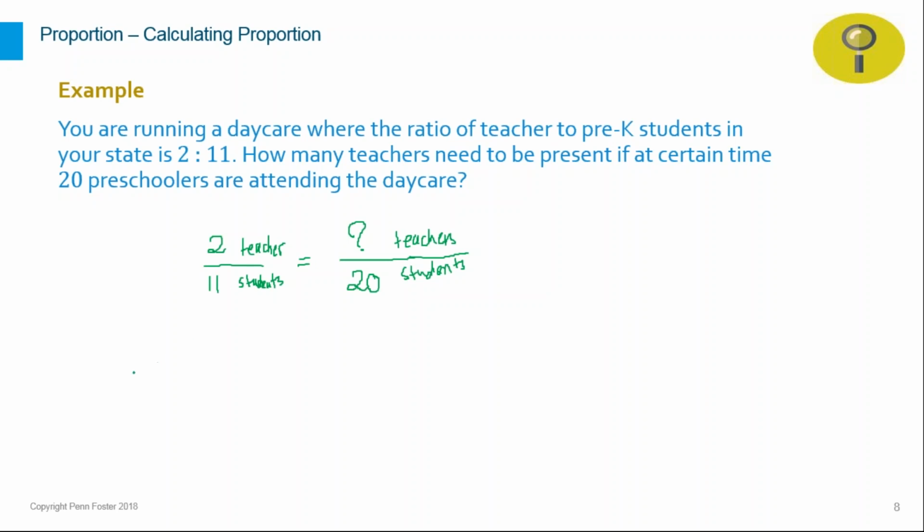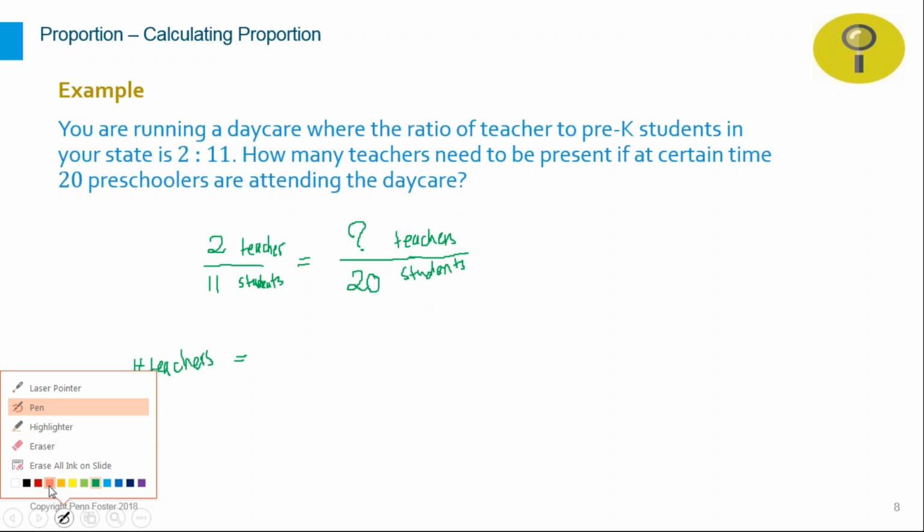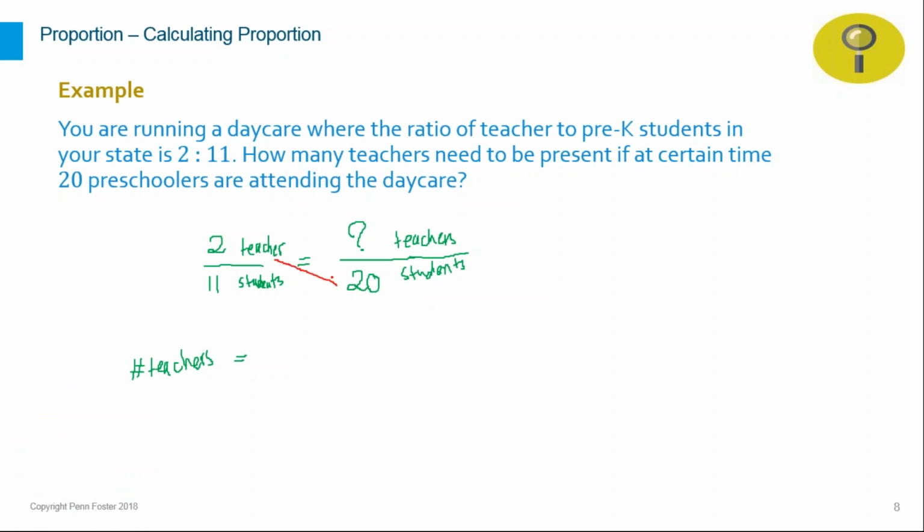So we're going to do the number of teachers equals 2. The same thing I did in the previous example, multiply and then divide. Cross multiply the 2 known values and then divide over the remaining value. We're going to do that in one step. 3 times 20 and then divide over 11. That will give you the answer. And the answer would be 3.64.